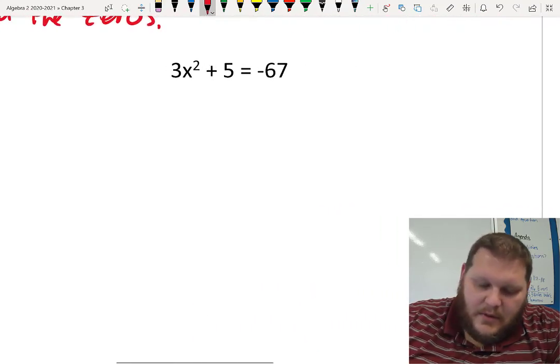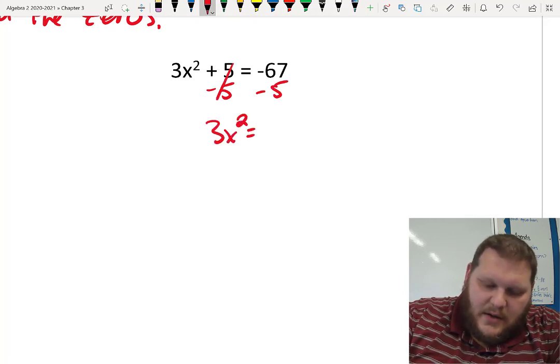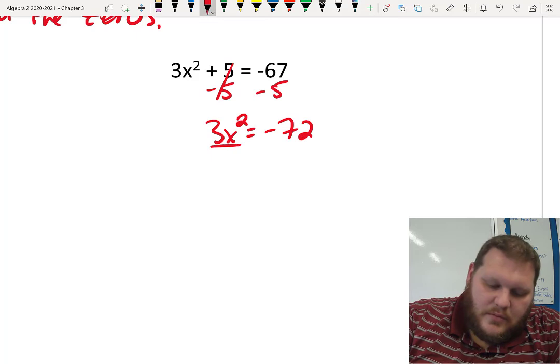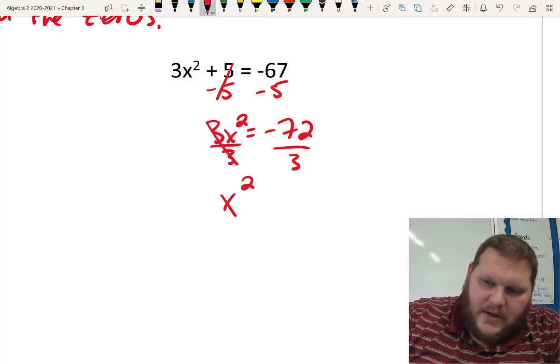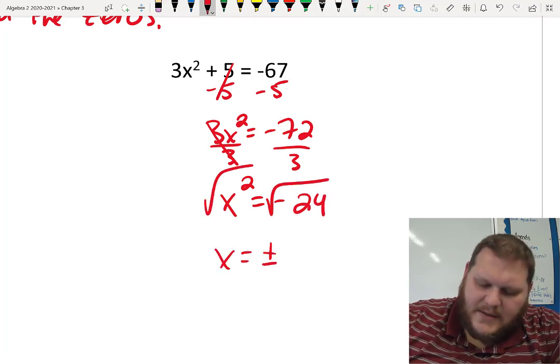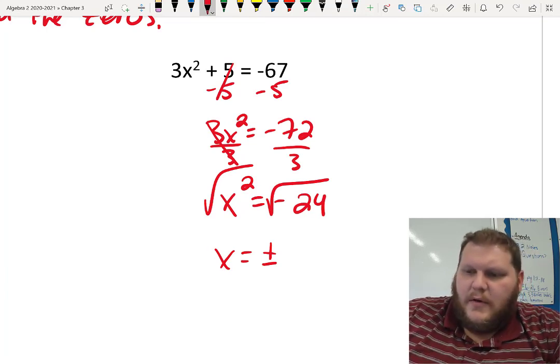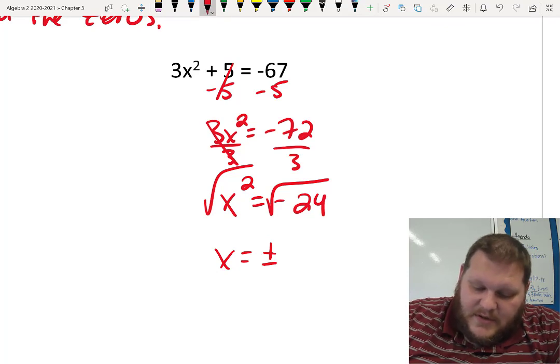For the last one here, same process. I'm going to subtract 5 on both sides. 3x squared gives me negative 72. I divide by 3 on both sides. x squared equals negative 24. Square root both sides. x equals plus or minus. This one, 4 is my biggest perfect square.